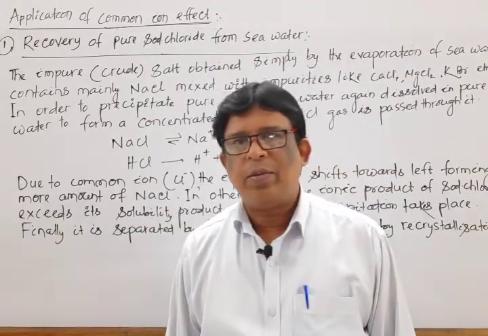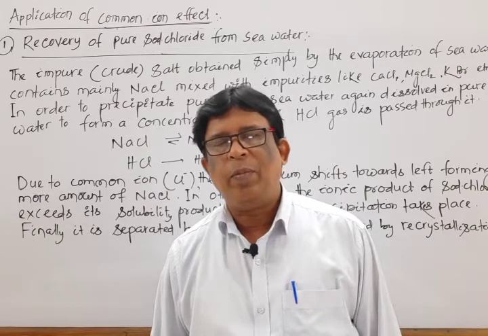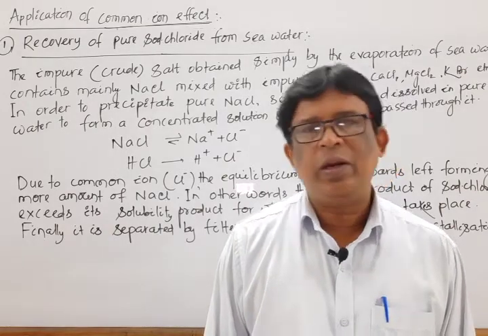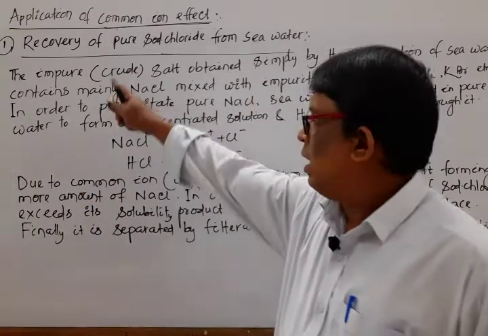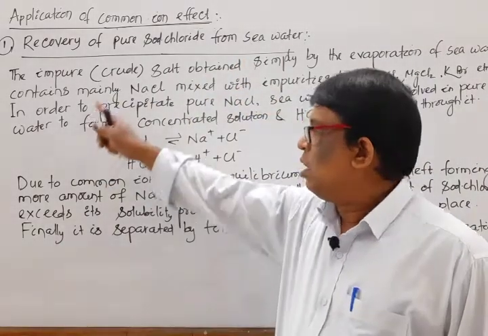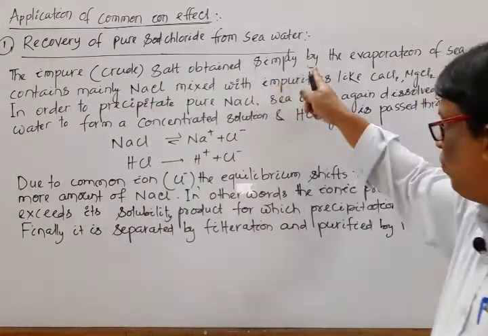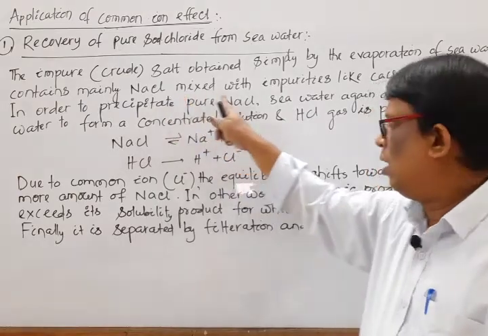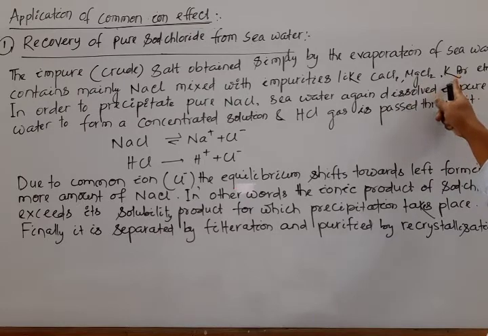Next, we discuss the application of common ion effect. Two to three applications are already completed under the heading of application of solubility product. Today we focus on three important applications. Point one is recovery of pure sodium chloride from seawater. Mark that. The impure salt, otherwise known as the crude salt, which is obtained simply by the evaporation of seawater, contains mainly sodium chloride along with some impurities like calcium chloride, magnesium chloride, potassium bromide, etc.